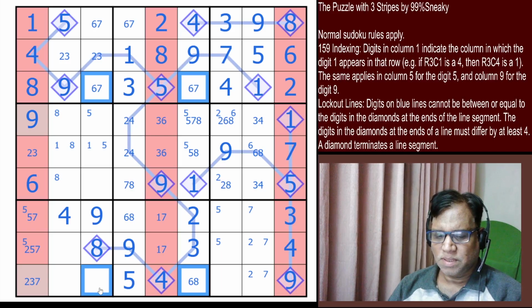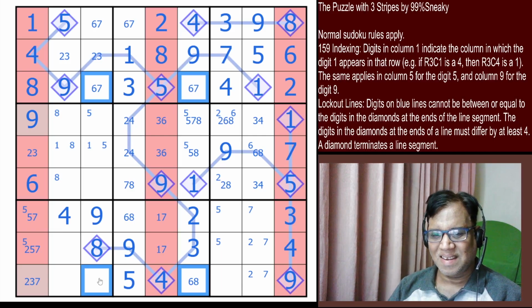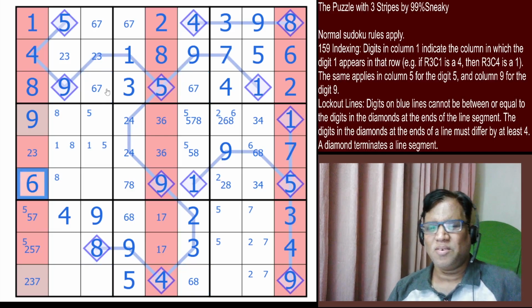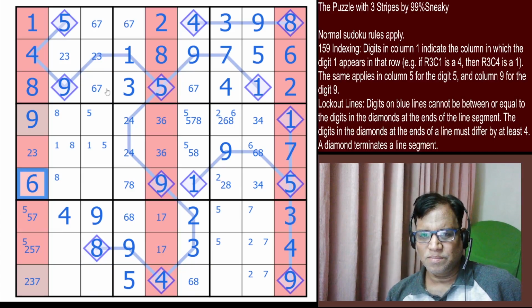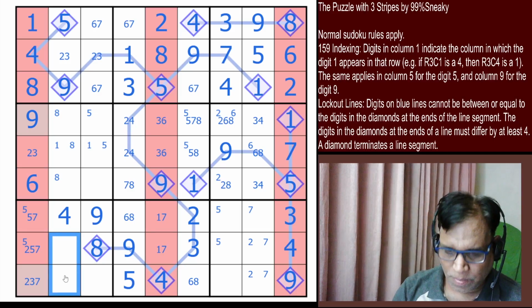That's X wing of 6. That's it. That means 6 is not here. I don't think that is helping much. That is 6. No, 6 could be here also, right? Okay. 6 is here. No, 6 is already there. What are you talking about? Okay. Okay, 6 is one of this maybe.